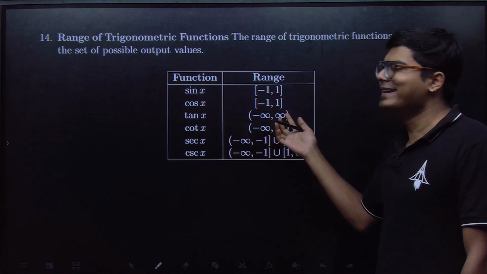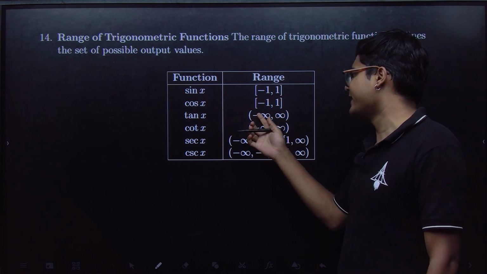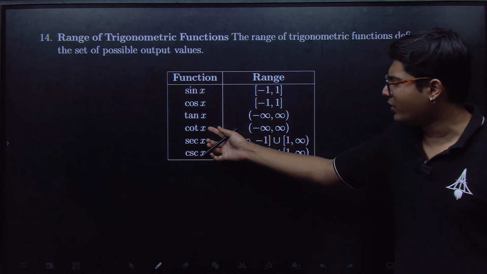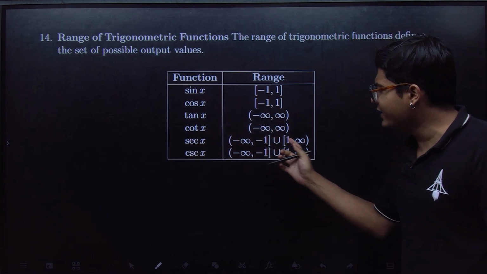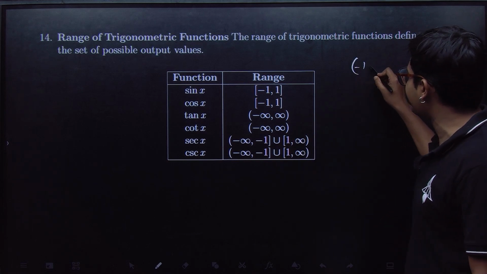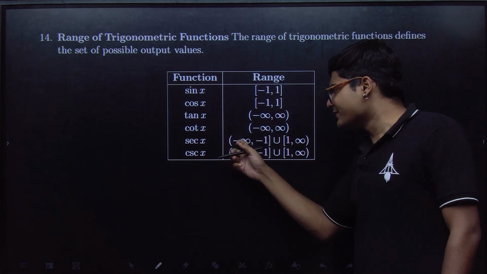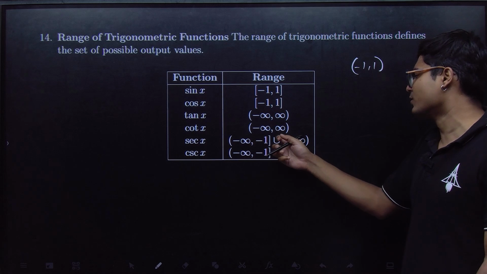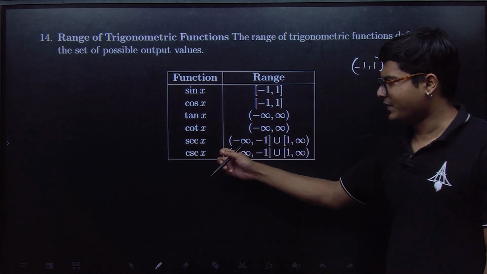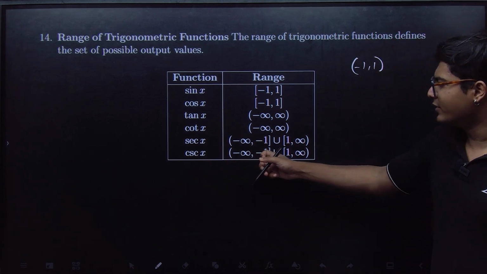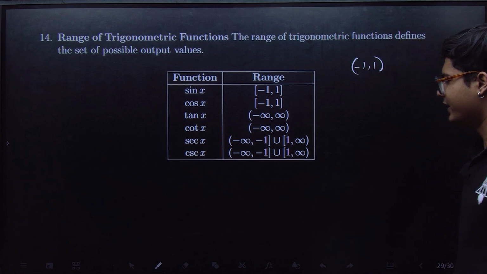Tan x can take any real value, okay? So the range of tan x is minus infinity to plus infinity. Same for cot x. Sec x can take all values in the real line except the interval minus 1 to 1, which can be written as minus infinity to minus 1 included, union, 1 included till infinity, right? Same goes for cosec. Cosec can take values from minus infinity to minus 1 closed, union 1 till infinity, okay?